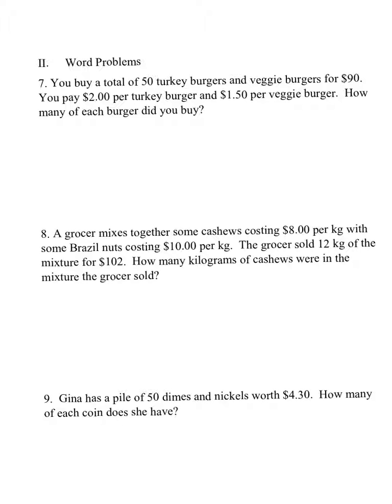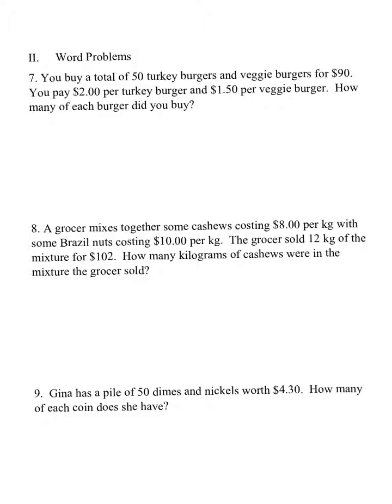The last piece we're going to look at is word problems. When you have a word problem, all three of these are pretty much the same. It talks about turkey burgers and veggie burgers, the amount of them, and then cost. Here in number 8, it has an amount and then a cost. And same in number 9, it has an amount and then a cost, because dimes are 10 cents, nickels are 5 cents, and it's worth 4.30. So all three of these are set up exactly the same.